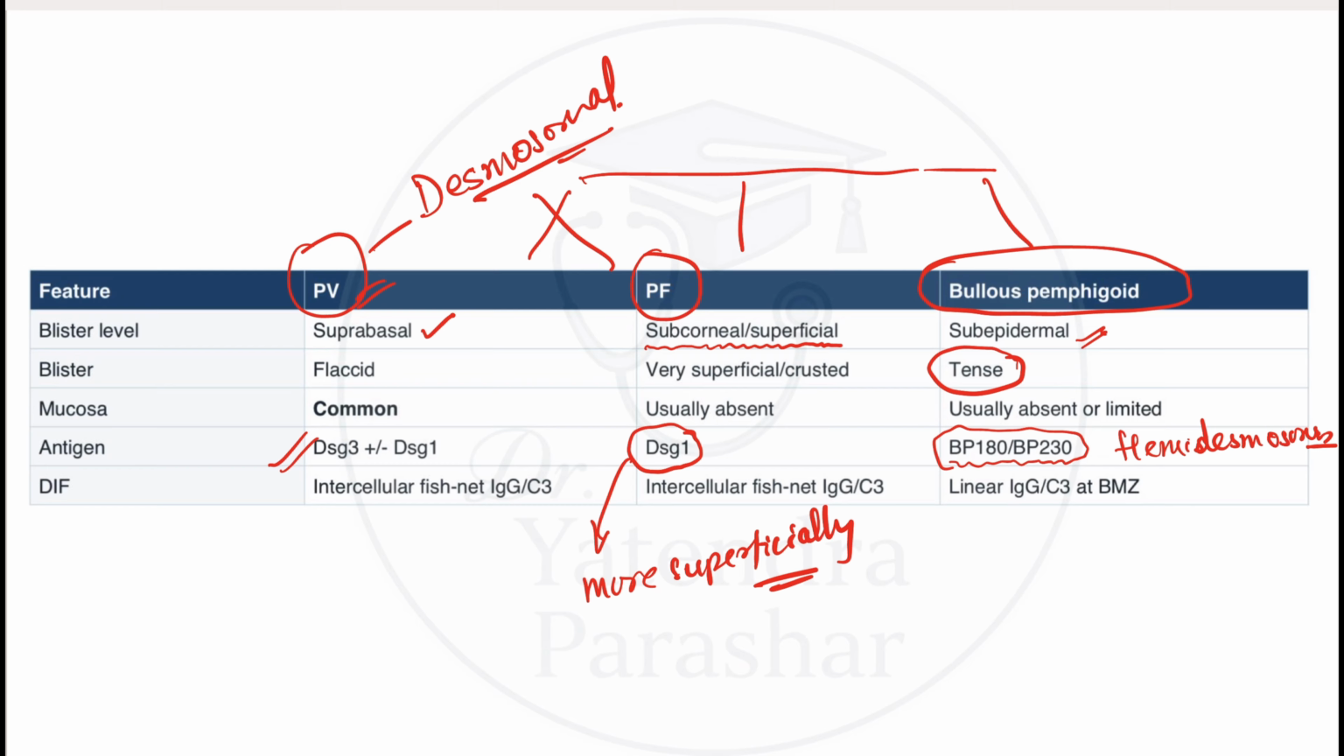The direct immunofluorescence test in cases of pemphigus vulgaris will show the intercellular fishnet pattern, and in cases of pemphigus foliaceus, a similar pattern can be seen, but it is more superficial as compared to pemphigus vulgaris. However, in cases of bullous pemphigoid, the deposition is linear and it occurs at the basement membrane zone level.